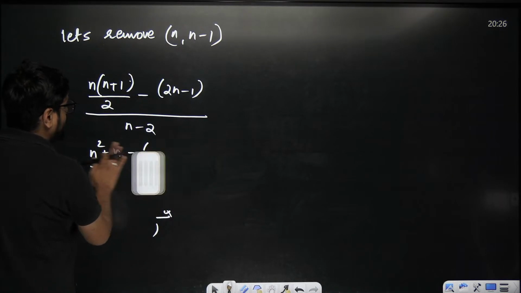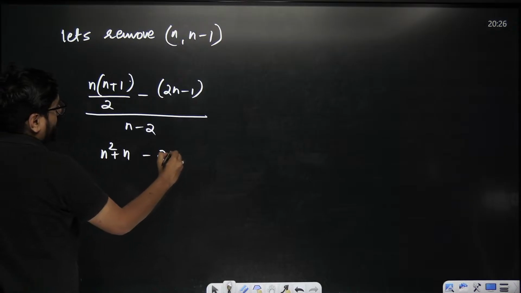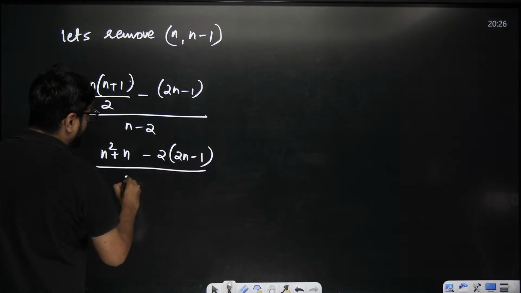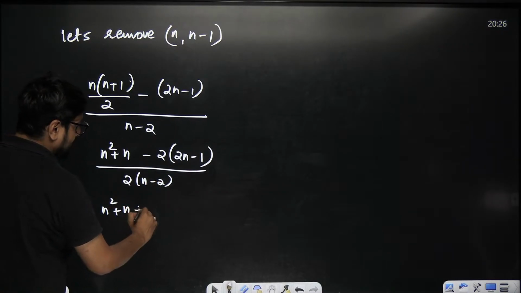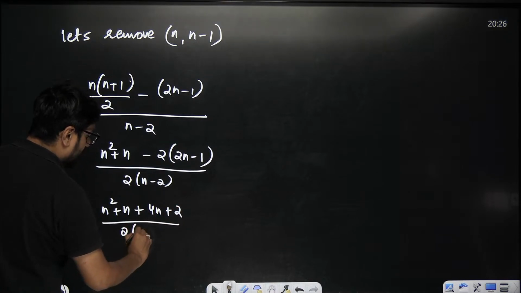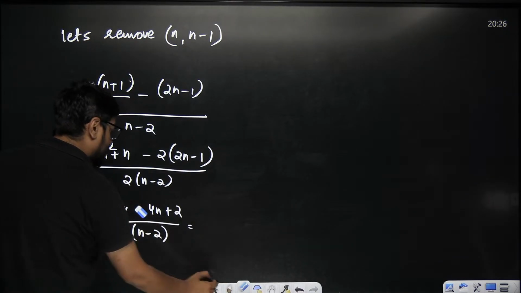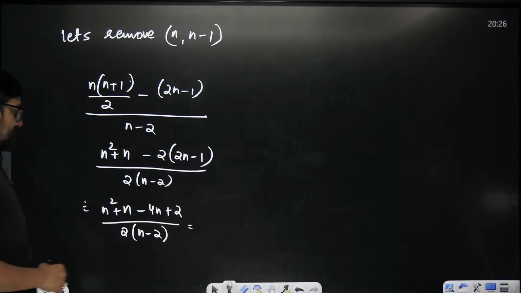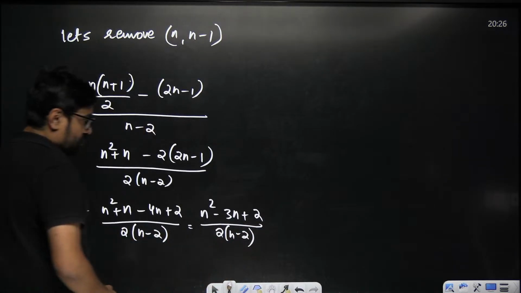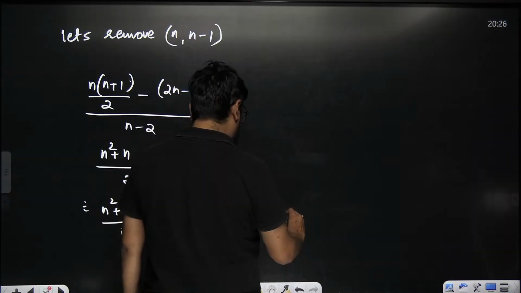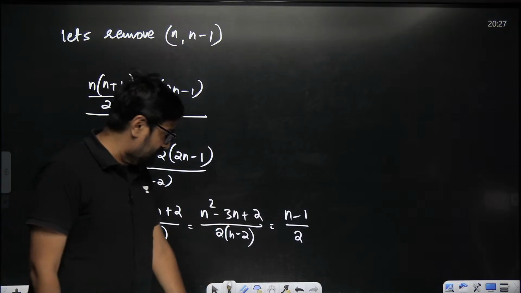Wait, here we did something wrong. Let's write a couple more steps, not a problem. n square plus n minus 2 into 2n minus 1, divided by 2 into n minus 2. This is what we are getting. So n square plus n minus 4n plus 2, divided by 2 into n minus 2. So this becomes n square minus 3n plus 2 divided by 2 into n minus 2, which is n minus 2 into n minus 1. n minus 2 gets cancelled and we have n minus 1 divided by 2.